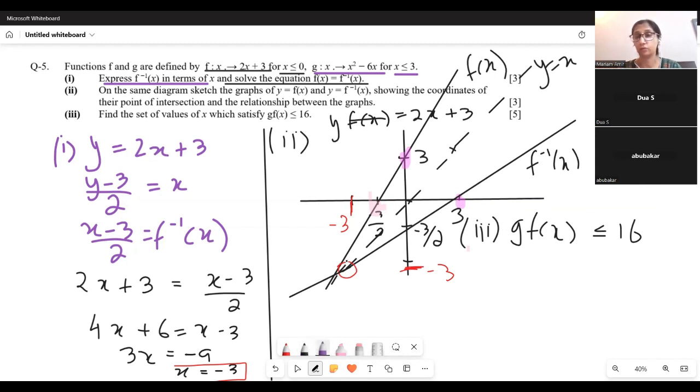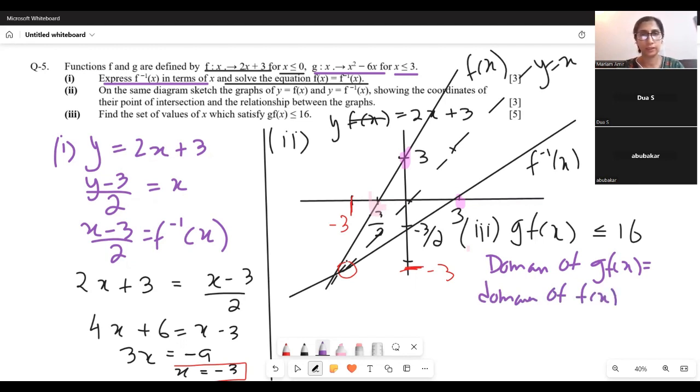इस चीज का ध्यान रखते हैं इस क्वेश्चन में. Just write a reminder. Domain of g f x equals domain of fx. और वो क्या थी fx की domain? fx की domain है less than or equal to 0 from the very start of the question. जो आपका आंसर आना चाहिए g f x less than or equal to 16, नेगेटिव वैल्यूज आनी चाहिए. पॉजिटिव वैल्यू कोई आंसर नहीं आना चाहिए. अगर आएगा तो हम पॉजिटिव वैल्यूज इग्नोर करेंगे और खाली नेगेटिव वैल्यू लेंगे.